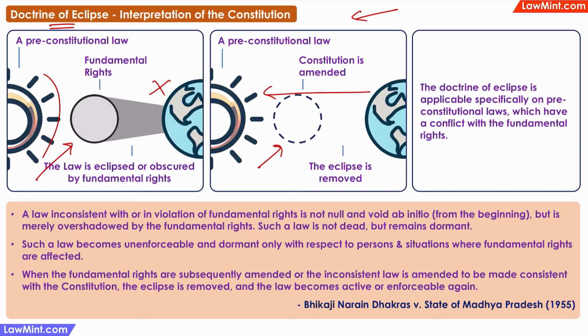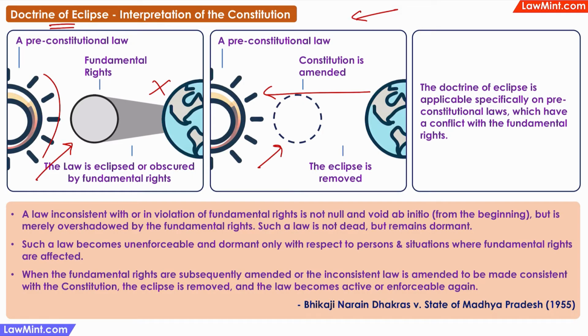In the context of constitutional laws, the doctrine of eclipse applies to pre-constitutional laws. That is, laws that were enacted by the British government in India, and also laws that were enacted by the Indian government after independence, but before the Constitution came into effect in 1950.